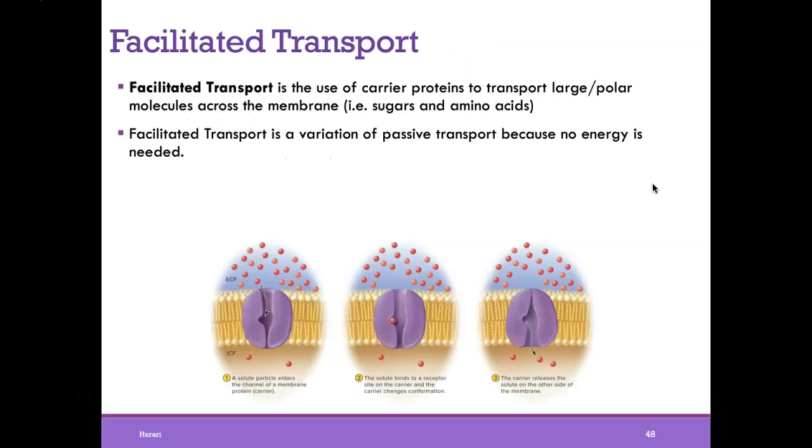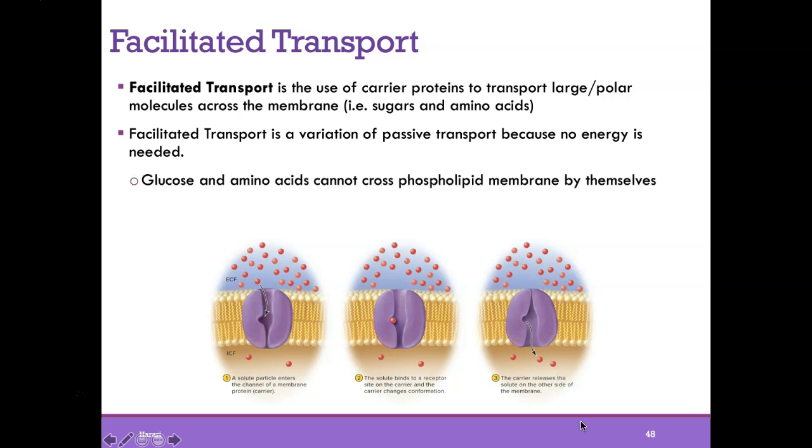So facilitated transport is the use of carrier proteins to transport large or polar molecules across the membrane from high concentration to low concentration. So it's a variation of passive transport because no energy is needed. Suppose you have a lot of solutes on the outside, but they're polar. They can't cross the membrane. One by one, they will bind to a carrier protein. The carrier protein will change its shape to allow the molecule to be released to the other side. So this is how molecules will establish equilibrium. And no energy is required because we're going down the concentration gradient.